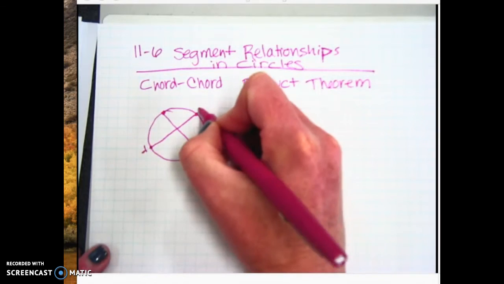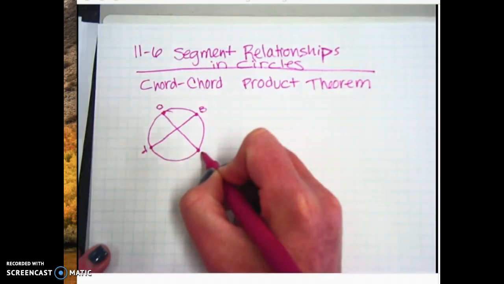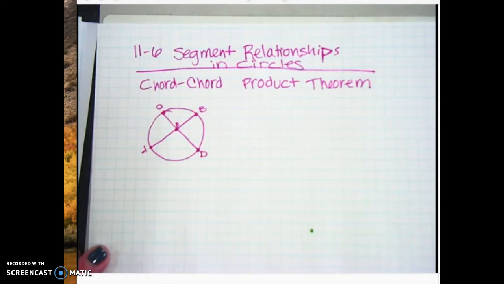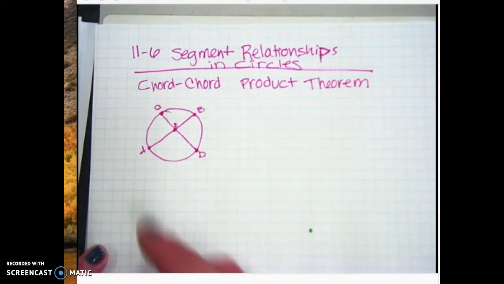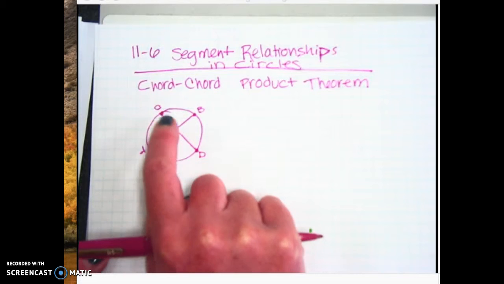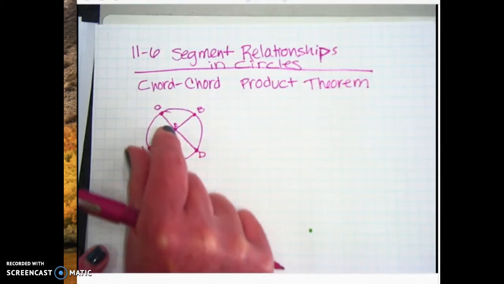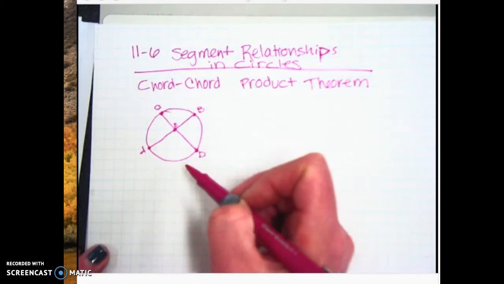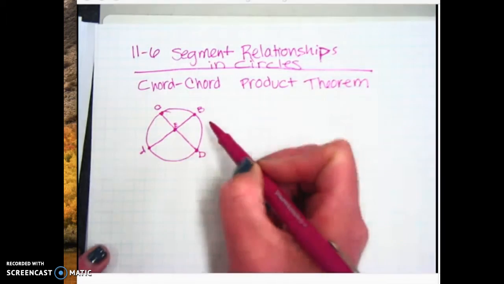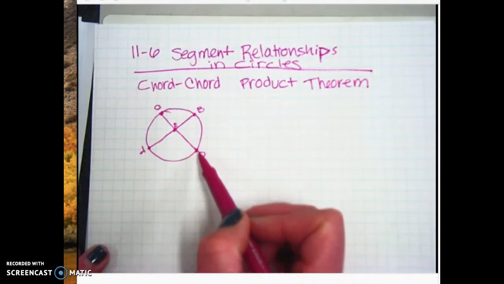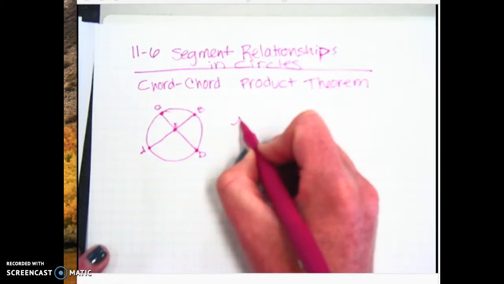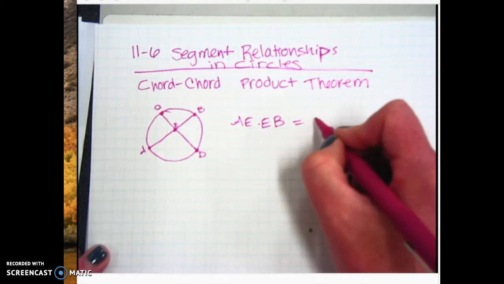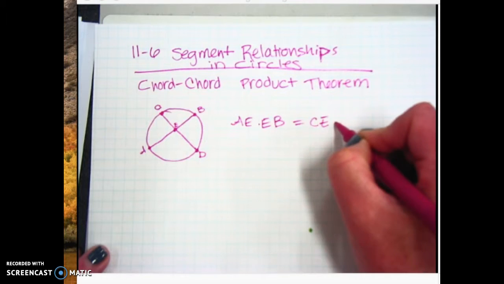So we'll call this one A to B, this one C to D, and then they're going to intersect right here at E. Okay? This theorem basically says that when they intersect like that, it breaks them each into two pieces. You see that? So the theorem says that if you multiply those two pieces together from one of the chords, it's going to be equal to the two pieces of the other chord multiplied together. So if you take AE and you multiply it times EB, it's going to be equal to CE times ED.